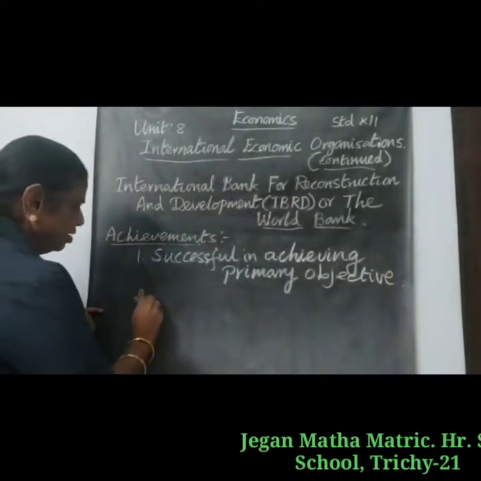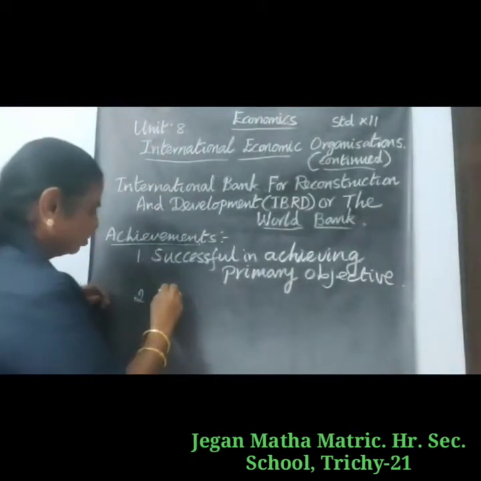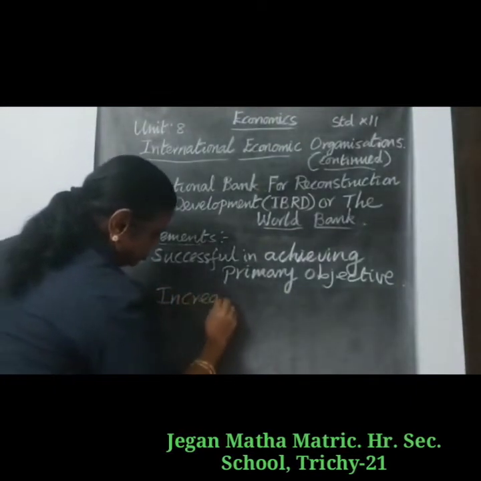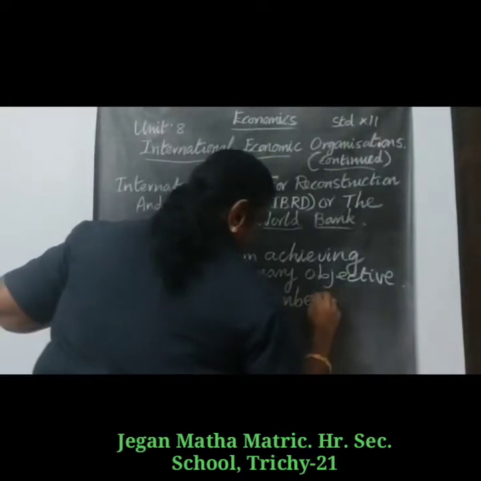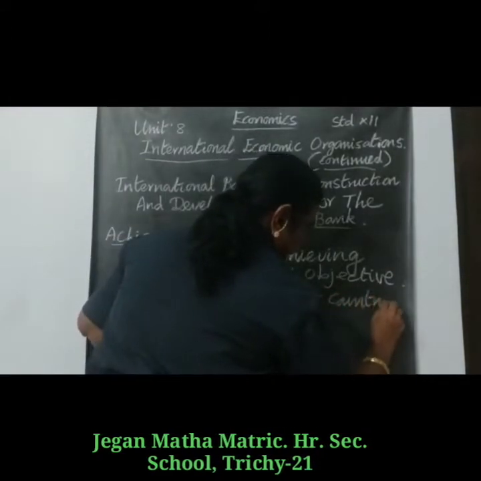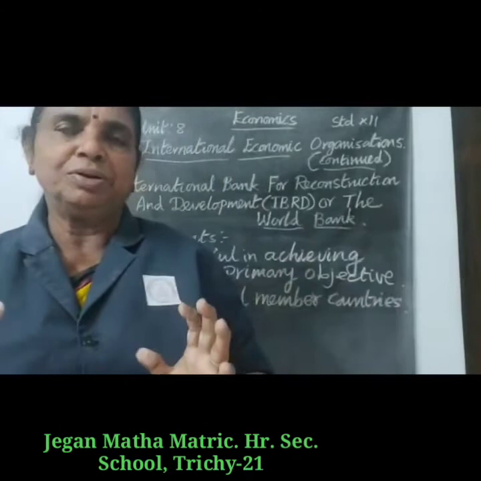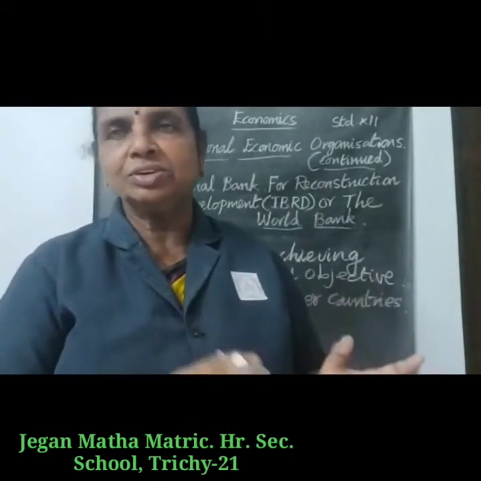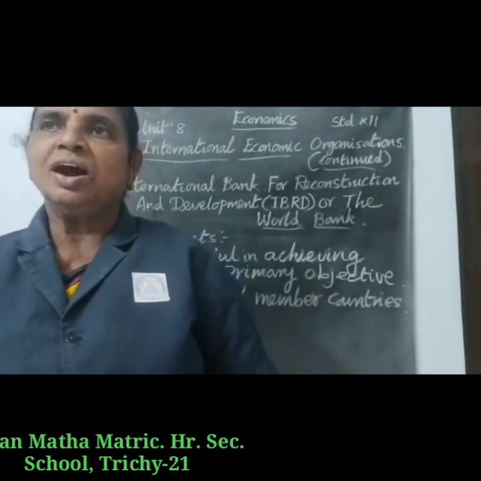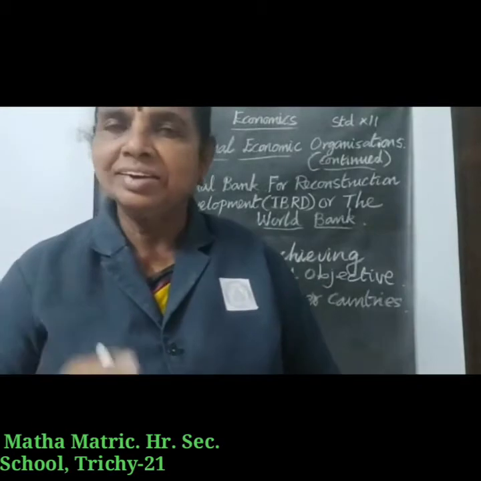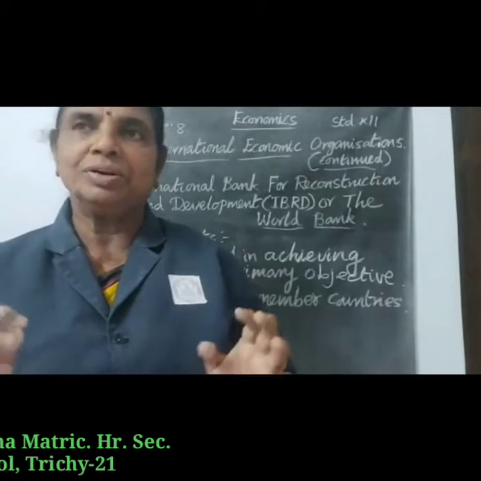And secondly, increased member countries. Initially, the World Bank had only 30 member countries, and it increased from 30 to 68 in 1960. Gradually it increased to 151 member countries in 1988, and now it has 189 member countries.